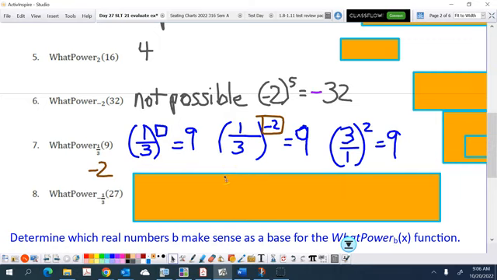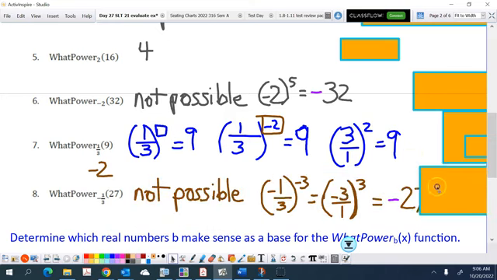Number 8, what power do I raise negative 1/3 to make 27? Well, remember, if I cube negative 1/3, I'm going to get a negative answer, even if I flip it. So 8 is not possible.